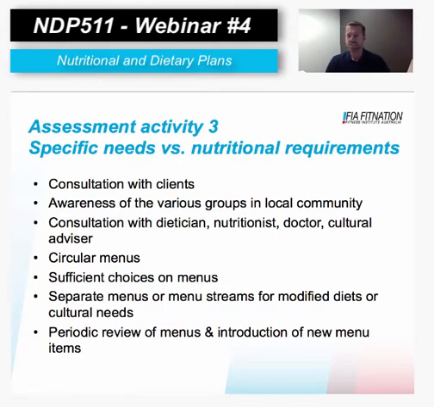So the first assessment activity, activity 3, the first part of this, the question that's asked is, how can specific needs of clients be accommodated whilst ensuring that nutritional requirements are also catered for? So obviously some ways to do this: consultation with the clients, as we mentioned earlier, awareness of the various groups in the local community, so cultural groups, ethnic groups, consultation with a dietitian, nutritionist, doctor, or cultural advisor, having circular menus, sufficient choices on the menus if possible on a daily basis, separate menus or menu streams for modified clients or clients with specific cultural needs, and also periodic review of menus and introduction of new menu items, and again obviously in consultation with the clients.